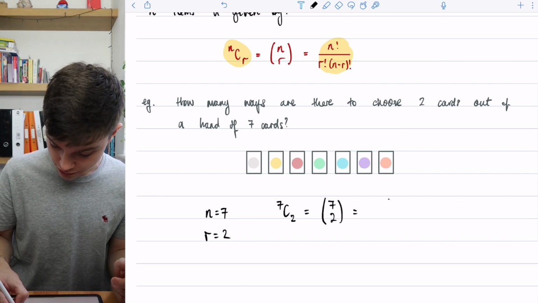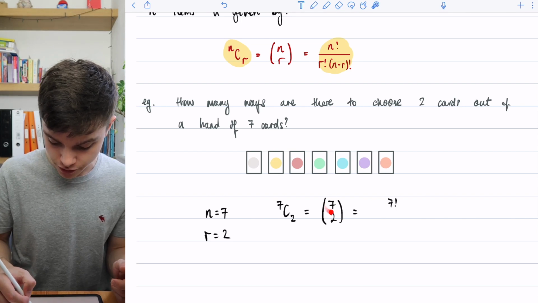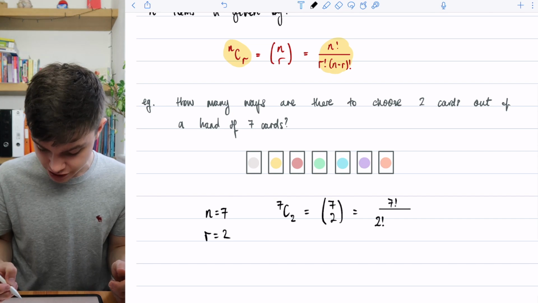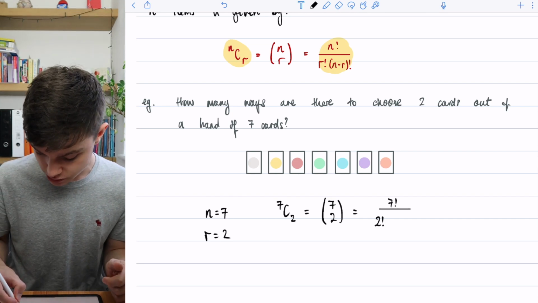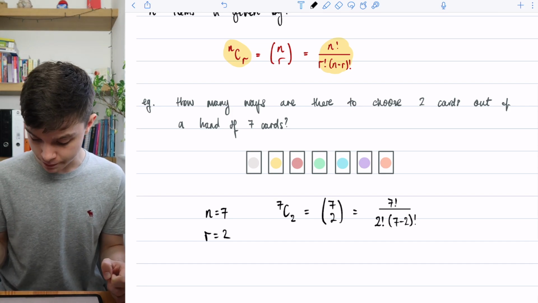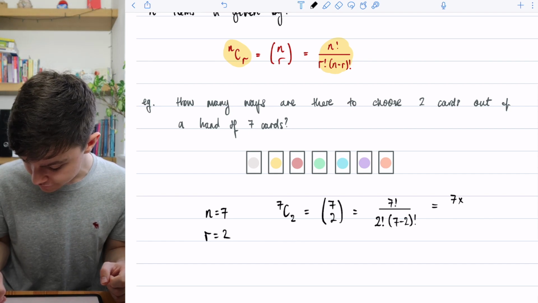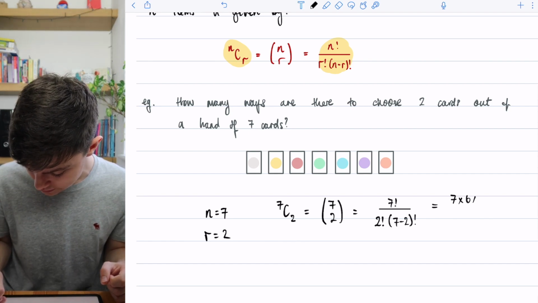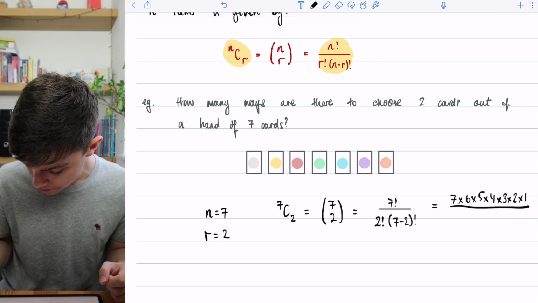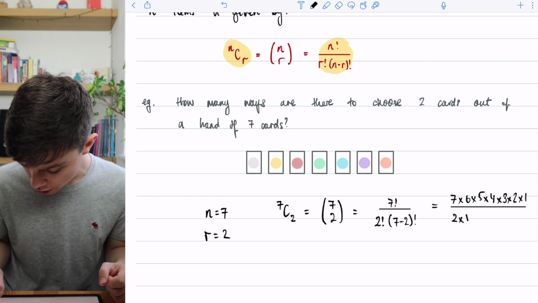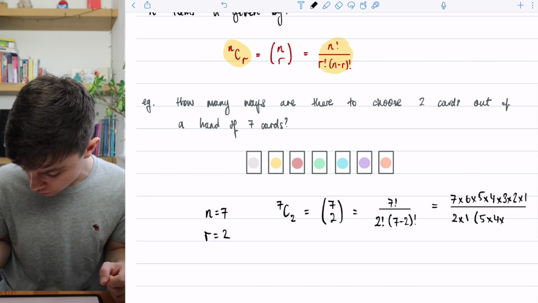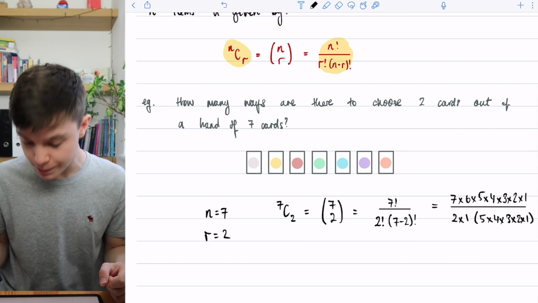We're going to take n factorial, which is 7 factorial, the number on the top there. We're going to divide it by r factorial, which is the number on the bottom, which is 2 factorial, and then multiply that by the factorial of the difference. So 7 factorial is 7 times 6 times 5 times 4 times 3 times 2 times 1. 2 factorial is just 2 times 1, and then in the bracket we've got 5 factorial, which is 5 times 4 times 3 times 2 times 1.